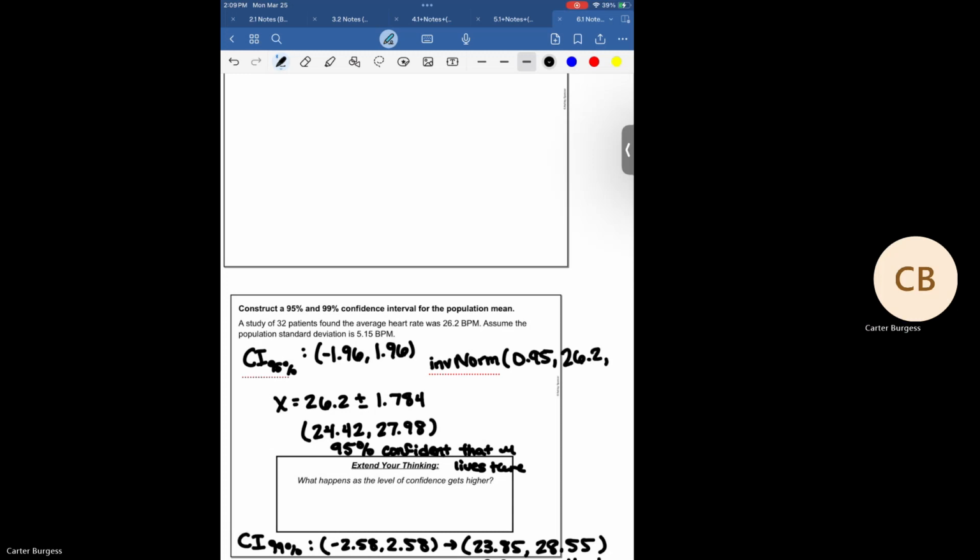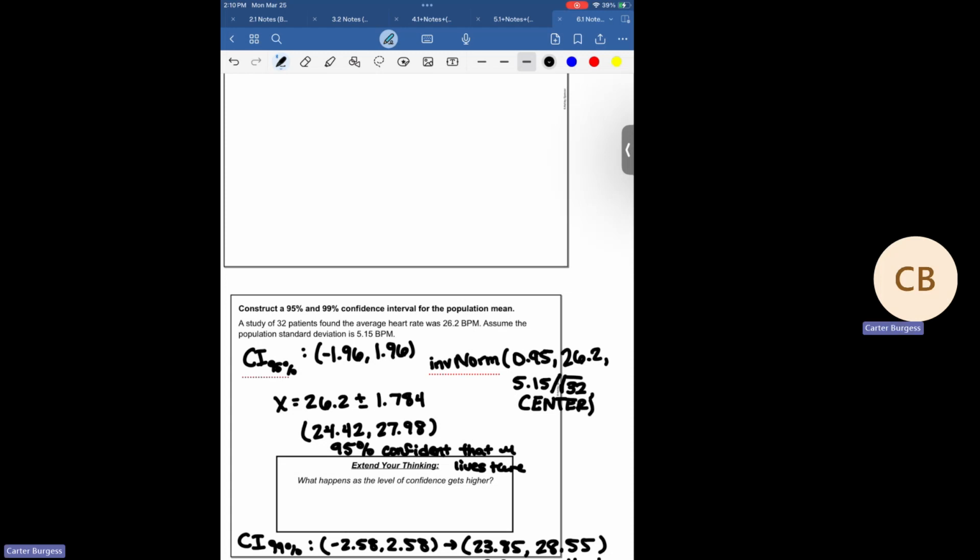It's still that 0.95. But now, what should we use as mu? 26.2. Okay, what should we use? This one's important. What should we use as sigma? Is it just 5.15? Square root of 32? Perfect. And then do we want this to be left, right, or center? Want this to still be center.